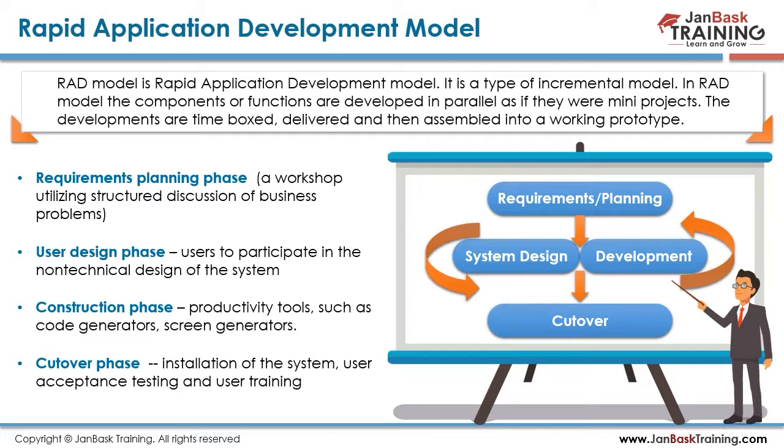The first phase is the requirement planning phase. Then we're going to design and develop, and then we're going to cut over, where the cutover means the installation of the system, user acceptance testing, and user training. So we have the requirements, we design it, we finally build the production, where the code and screens and everything is done at step 3 only, and step 4, we find out any issues and installations, and the system is done in the cutover phase. So it's a simple 4-step process that we use for the rapid application development model.